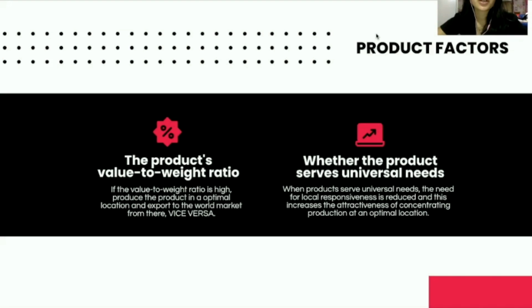The other product feature that can influence location decisions is whether the product serves universal needs, which are needs that are the same all over the world. Examples include many industrial products and modern consumer products, like video game consoles, personal computers, calculators, and so on. Because there are few national differences in consumer taste and preference for such products, the need for local responsiveness is reduced. This increases the attractiveness of concentrating production at an optimal location.